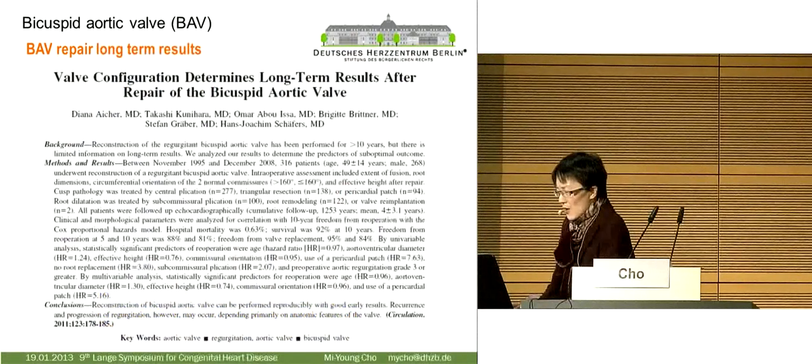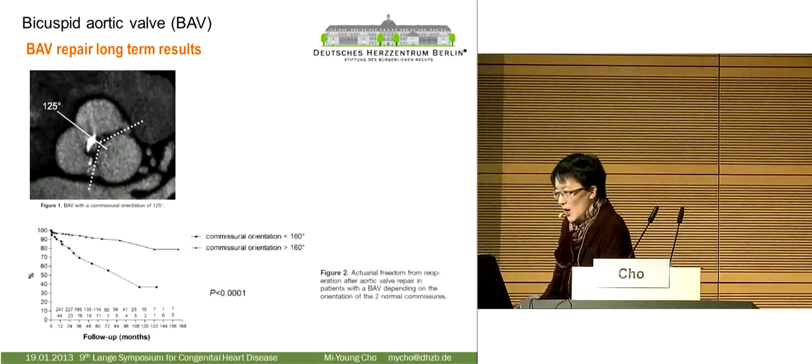She also noticed recently that it depended on the bicuspid commissural orientation. So if you look at the bicuspid aortic valve and see that the commissural orientation is maybe not favorable, maybe you should replace it and not reconstruct it, because she showed there was really a significant difference between these groups.